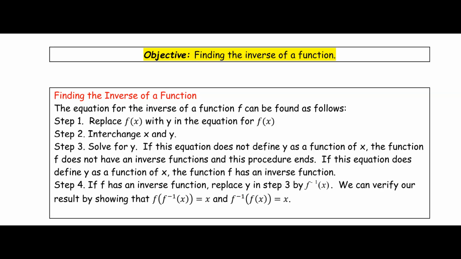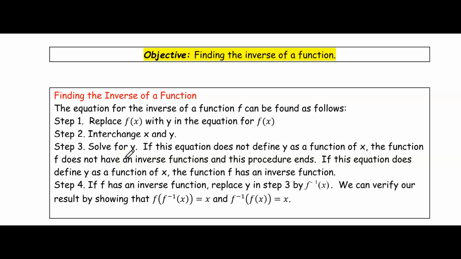Now, to get the inverse, what you would do is first, you replace your f of x with y in the equation for f of x. Now that you have an equation in terms of x and y, then you interchange x and y. That means you replace x by y and y by x. Then you solve for y.